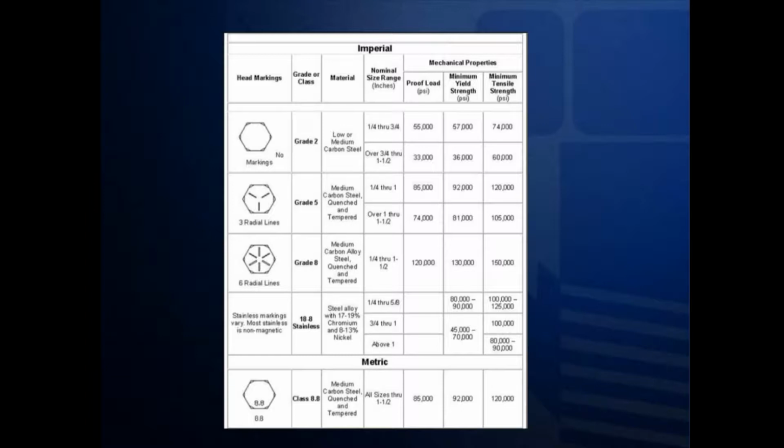Again, all fasteners except for grade 2 low carbon steel must be marked with the manufacturer's stamp as well as the grade or material designation. So you must know that a grade 5 bolt will have 3 marks and a grade 8 bolt will have 6 radial marks.